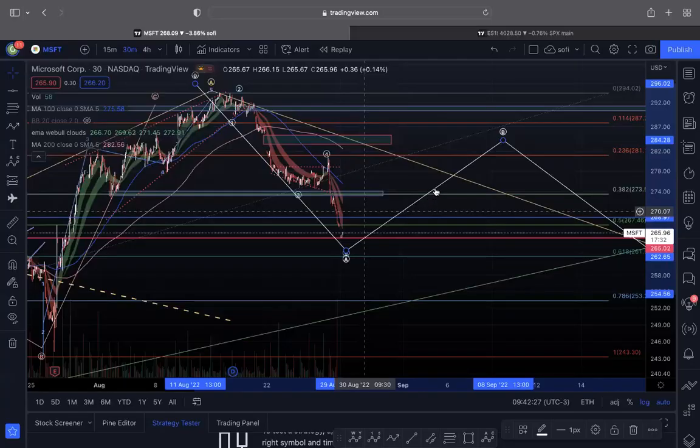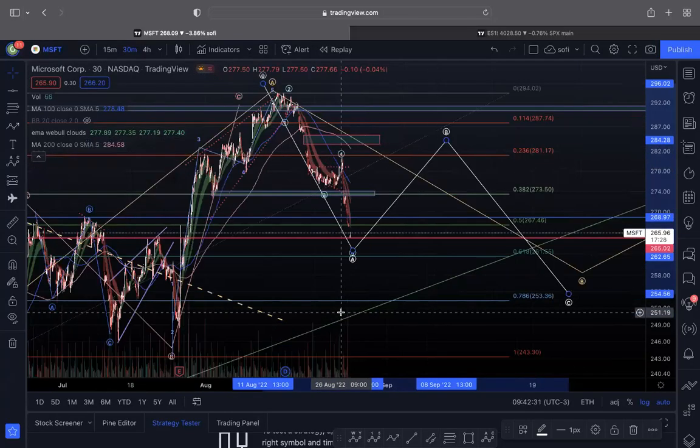Stop is 260 and 270. Minimum targets 280 plus maximum targets. So that's what I have for Microsoft. The next one I have is Square.